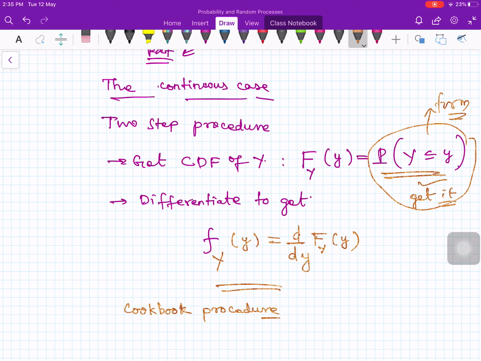Once you get it in this form, then your job is very easy. Then you can calculate its derivative. Once you take the derivative at any particular point, it is going to give you the density of capital Y, that is, the random variable Y. So it is a simple two-step procedure, generally called a cookbook procedure. The devil is in the details of how you carry out the mechanics. In the next lecture we will work out some problems based on this. Let me stop at this point. Thank you very much.